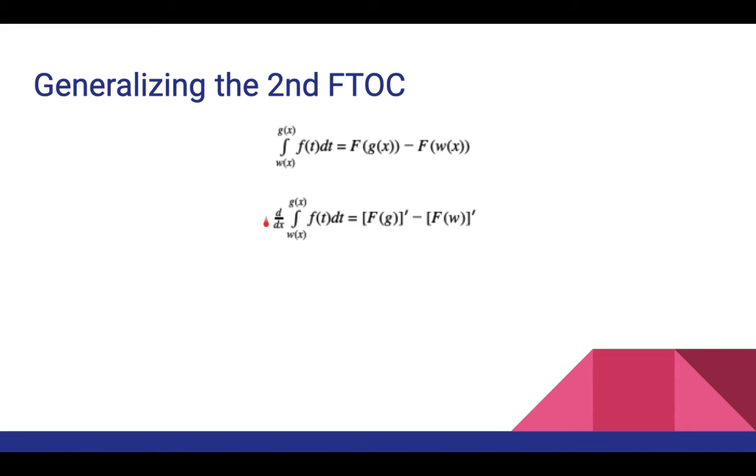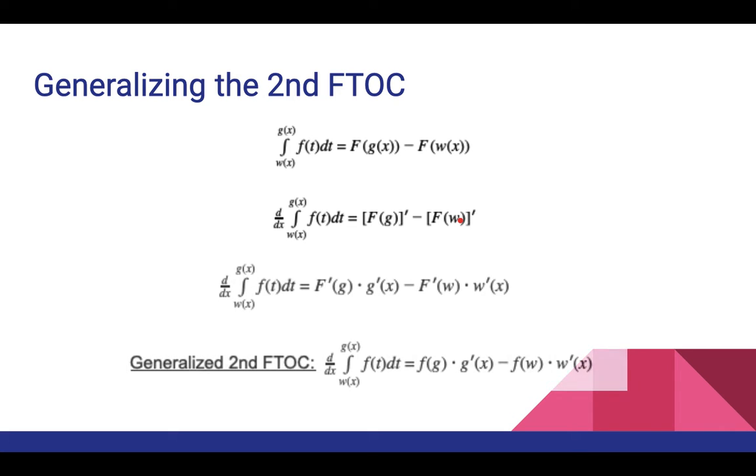So as a result, when we take the derivative of both sides of this equation right here, we're going to end up with the derivative of uppercase F of g minus the derivative of uppercase F of w, okay? However, because g itself is a function of x and w itself is a function of x, we must apply the chain rule for this specific scenario for the right-hand side, okay?